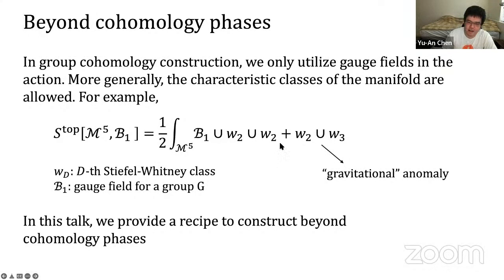In this example, it's just some Stiefel-Whitney class. So for example, we can just write down B cup W2 cup W2, or we can write down W2 cup W3. This term is called gravitational anomaly, because it doesn't depend on any gauge field or any gauge symmetry. It just depends on the global manifold. People have known this theory for a long time, but I think no one has ever constructed the lattice model that actually corresponds to this kind of phase. So in this talk, I will provide a recipe for how to construct this type of gravitational anomaly phase.